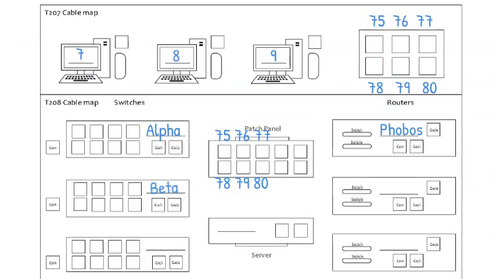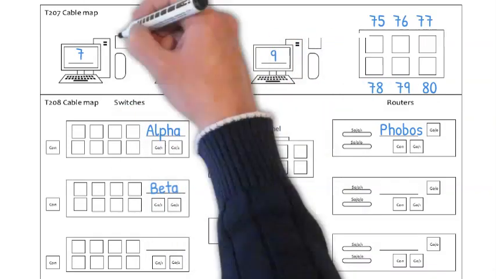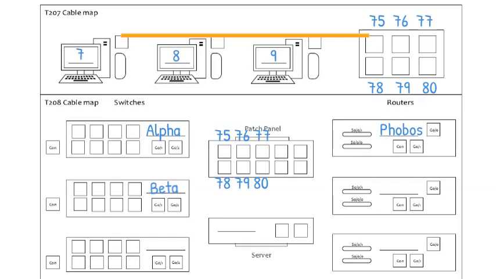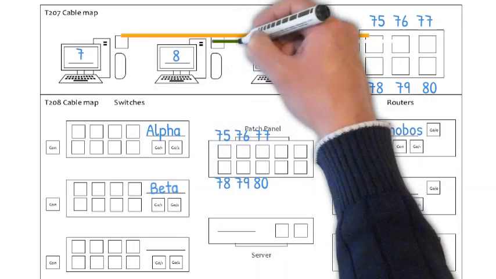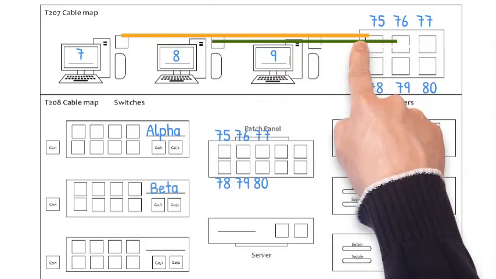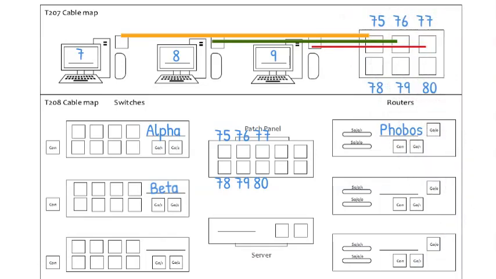So I'm going to start by showing how I'm going to diagram the PCs connecting to the wall jacks. And I'm going to do these in different colors for clarity. So we're going to take a line from PC7 here, the Ethernet jack, to port 75, and then from PC8 to port 76, and then from PC9 to port 77. And so this illustrates the cables that are going to run in T207.